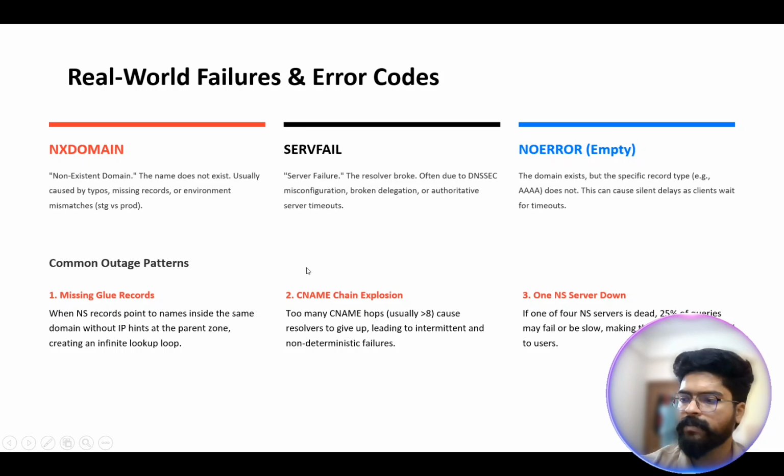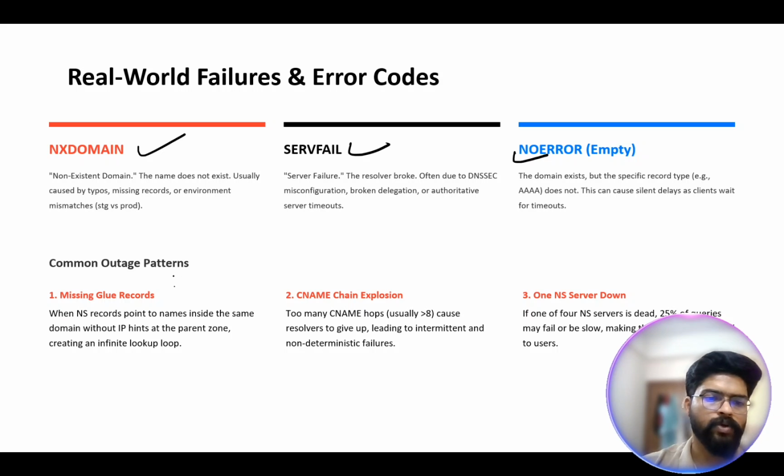And the real world failures are, for example, NXDOMAIN error code, SERVFAIL, NOERROR where the domain exists but the specific record does not exist, missing glue record, common outage patterns, CNAME chain explosion, one NS server down. So if there are multiple NS servers, then there might be one NS server down. So this is something that you can explore. But yeah, these are the real world error codes, the most common error codes that happen in DNS failure.